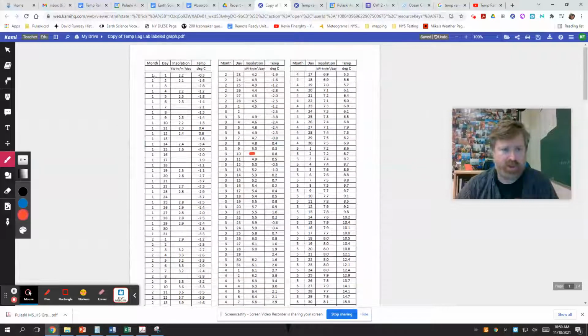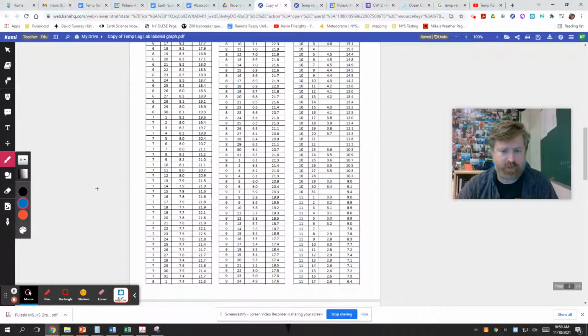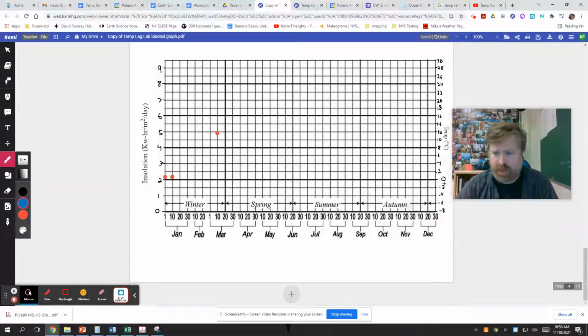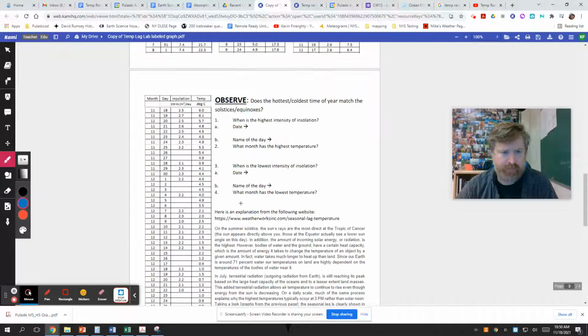I'll do a couple of those too. January 1st, it's negative 0.3. Now, you're going to want a different color for temperature. I'll use blue. You don't have to. Negative 0.3. Over here, I got 0 right on that dark line and going down, down, down. So January 1st is negative 0.3. That's going to be barely below 0 right there.